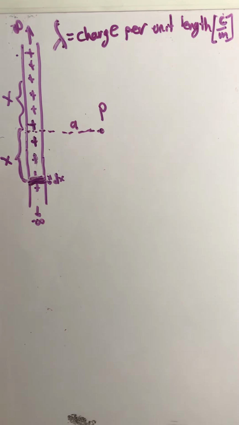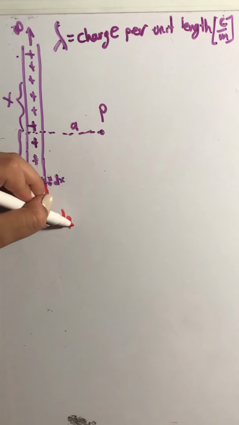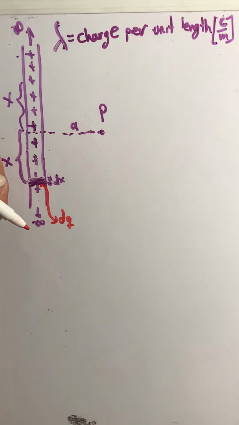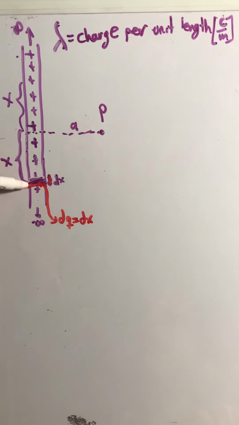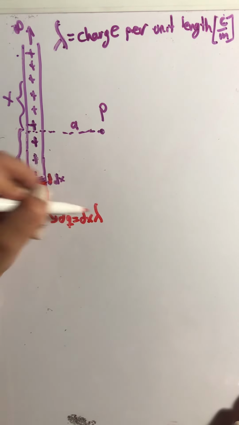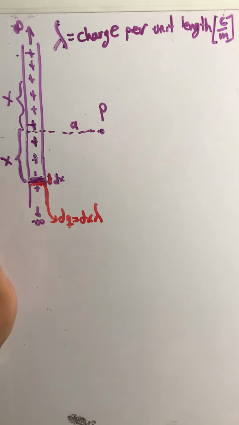So the amount of charge residing in that little segment is going to be a very small amount of charge, dq. And what is dq? dq is dx times the charge density, which was lambda. Therefore, dq is lambda dx.